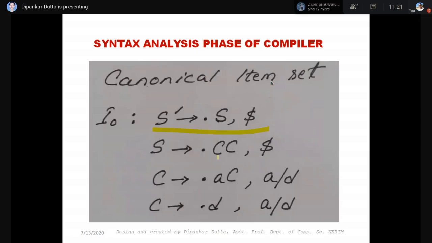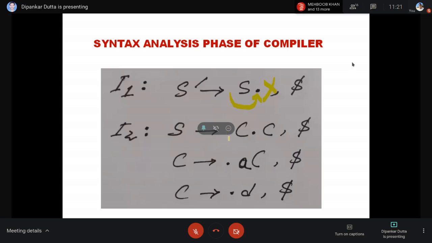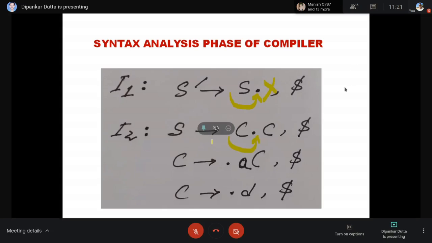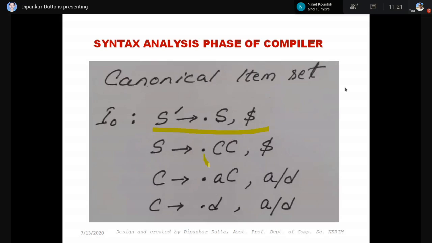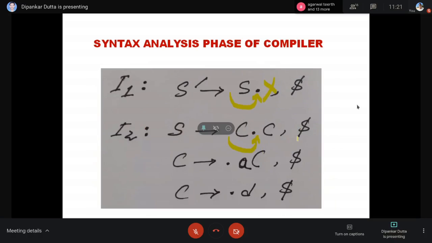Similarly, next production S implies dot C comma dollar. So what we have to write? C dot capital C. Okay, what we have to write? This dot symbol will be advanced to this position. Capital S implies C dot C. Previously it was here. Now we have to advance pointer position, this one. Okay, and the remaining part will be same.